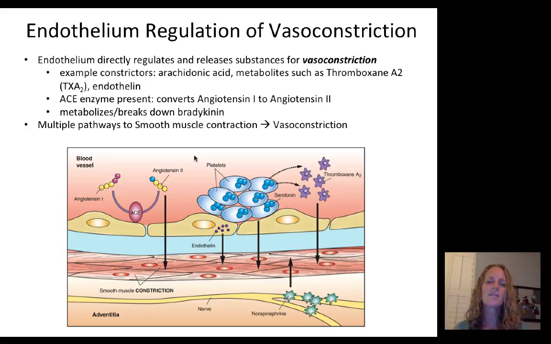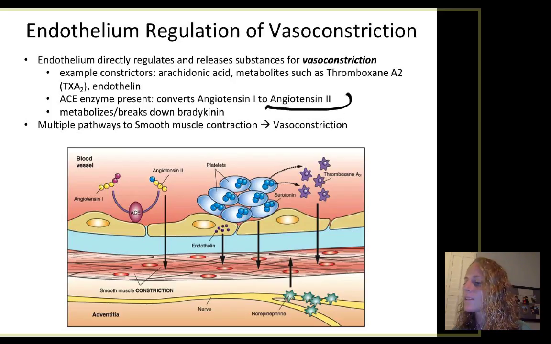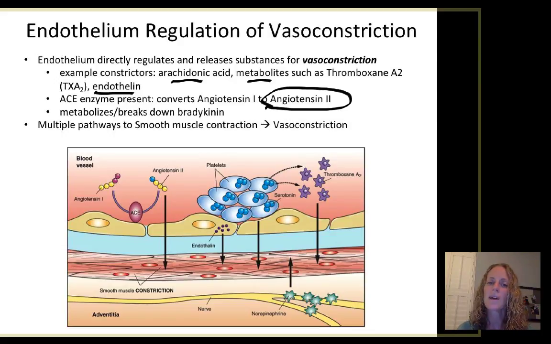There's also regulation of vasoconstriction. So the endothelium directly regulates and releases substances for vasoconstriction. One of the key molecules here is angiotensin II, although there are others. So some example constrictors are arachidonic acid, certain metabolites, and endothelin. Finally, there can be metabolism or breakdown of bradykinin, which is a vasodilator. Any of these different molecular pathways can lead to vasoconstriction.